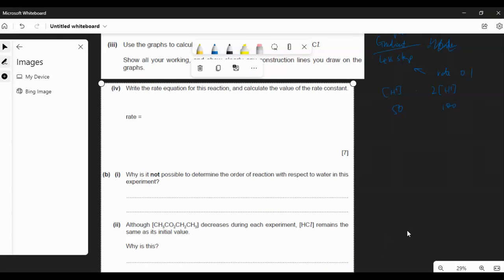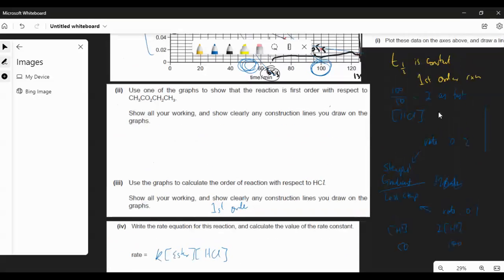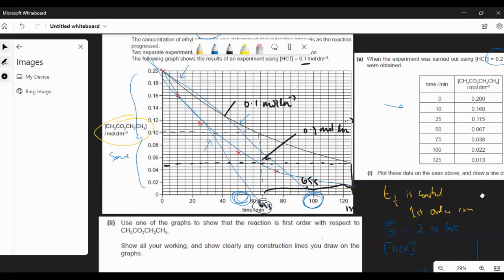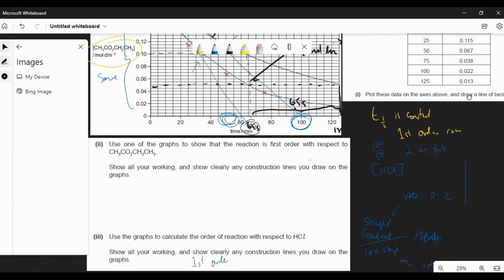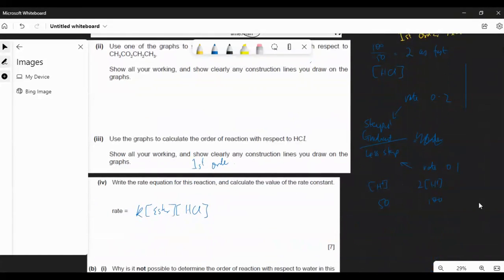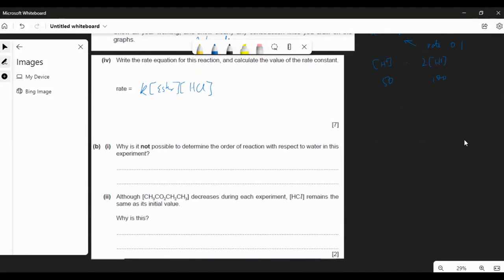Write the rate equation and calculate the value for the rate constant. Right, the rate equation is going to be some constant times... Now, I think it was the ester. It was first order with respect to the ester and first order with respect to the HCl. I think that's what we found, wasn't it? Yeah. So it's first order with respect to both of them. Okay, and there you go. It's just the HCl and the ester. All right. We didn't do anything with the water, so we can't tell if water makes a difference, and the water's kept constant anyway. So there you go. That should be easy.